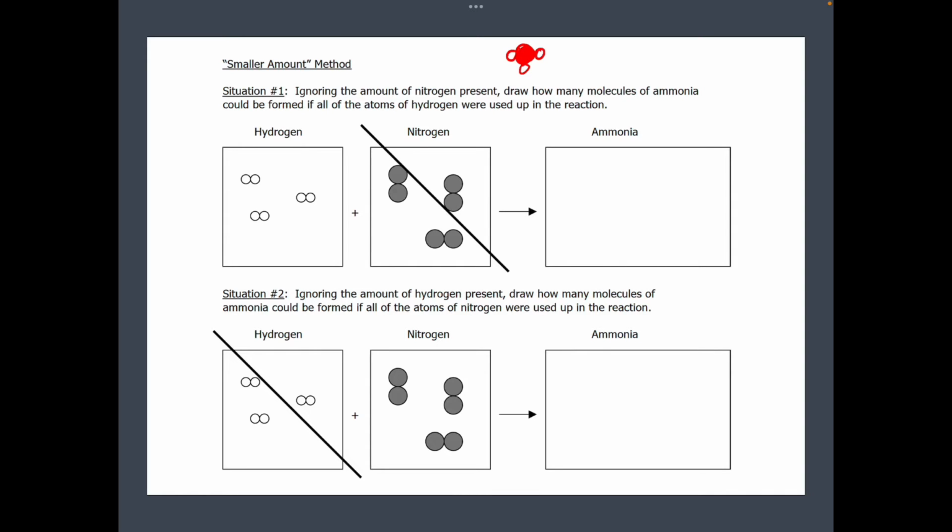And then we're going to do the exact same thing, but with the nitrogen. So saying, if we had as much hydrogen as we want, how many ammonia molecules could we draw from the amount of nitrogen there? All right, go ahead, pause here, give this a go, and then come back when you're ready to go over it.